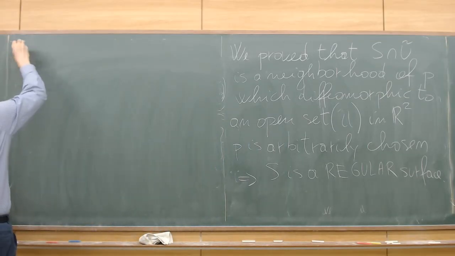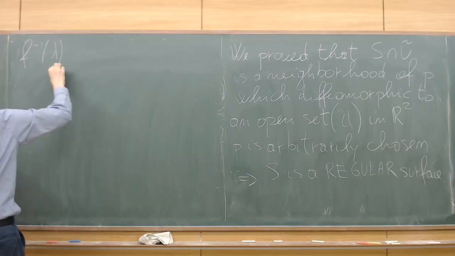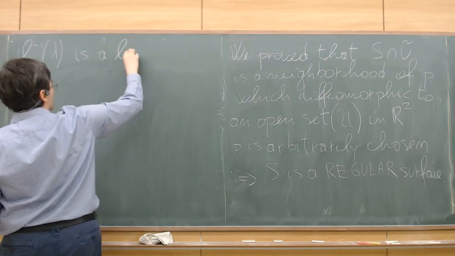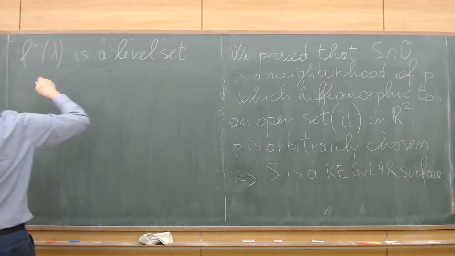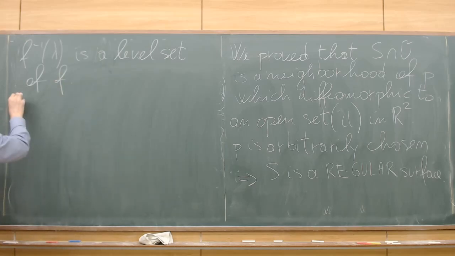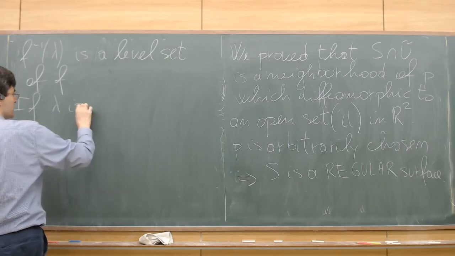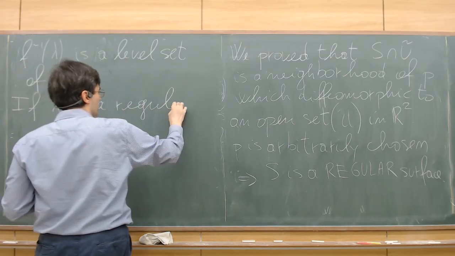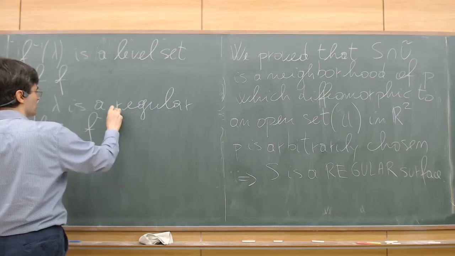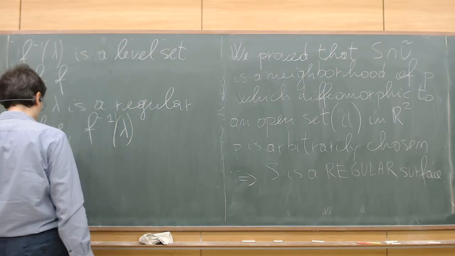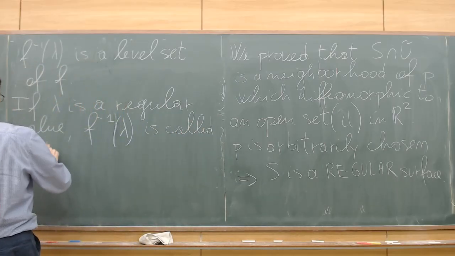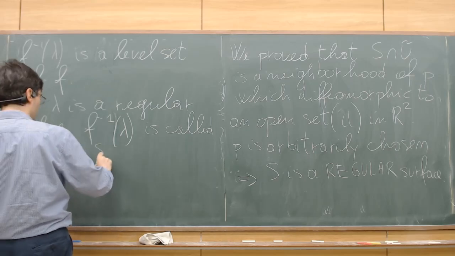Okay, a bit of terminology. F inverse of lambda is a level set of F, and according to the theorem, if lambda is a regular value, F inverse of lambda is called a level surface.